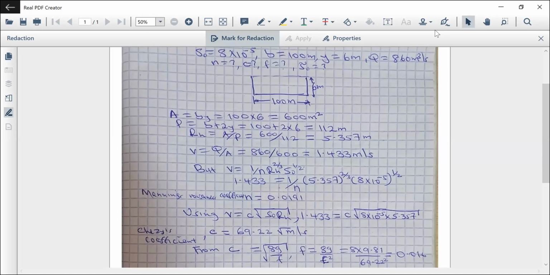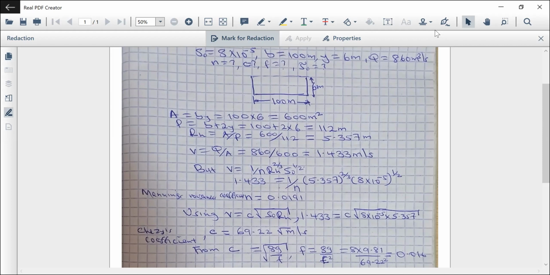Our question read: a rectangular canal has a bed slope of 8 centimeters per kilometer and a bed width of 100 meters. If at a depth of 6 meters, the canal carries a discharge of 860 cubic meters per second at uniform flow, find the roughness coefficient n, Chezy's coefficient C, and the coefficient of friction f. Also find the average shear stress on the bed.